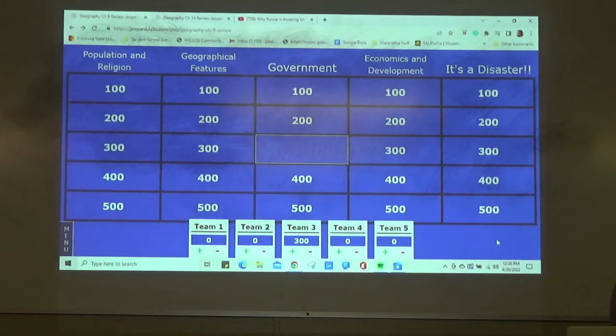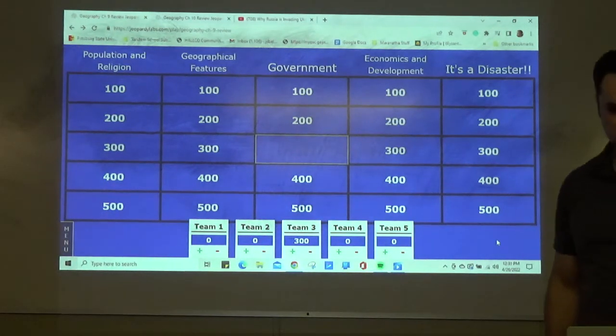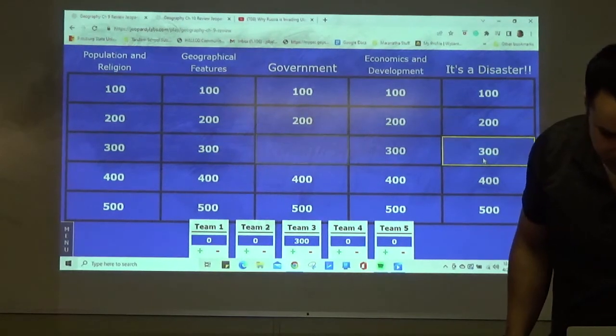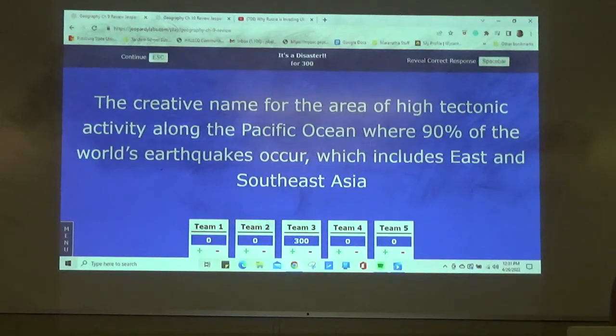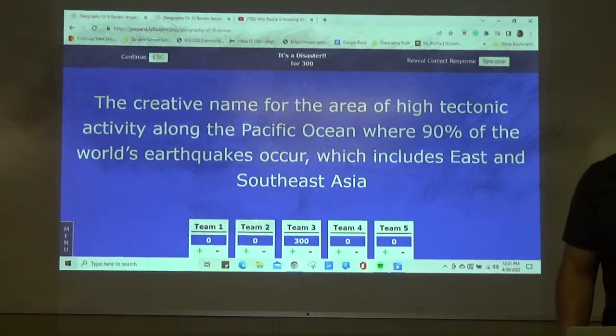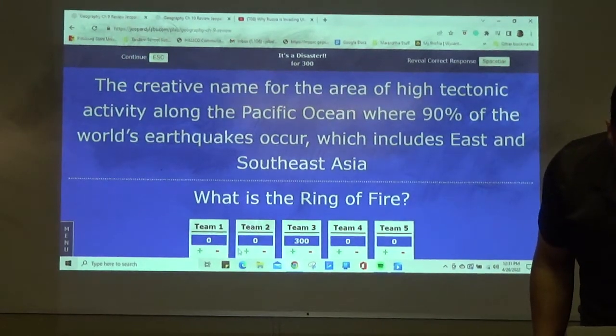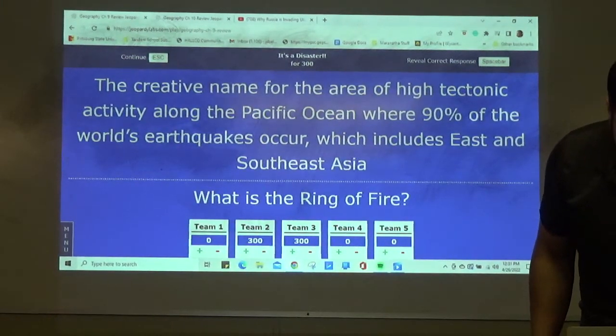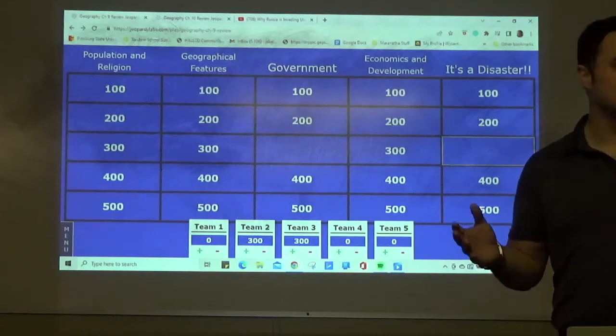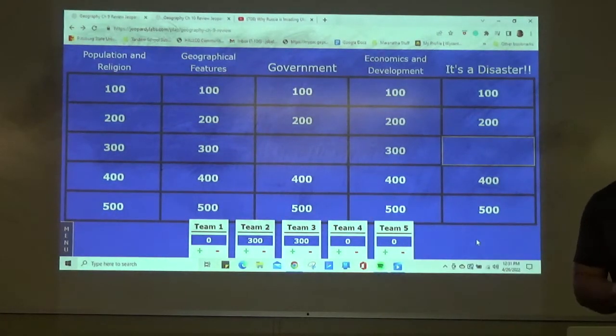It's a disaster, 300. The creative name for the area of high tectonic activity along the Pacific Ocean where 90% of the world's earthquakes occur, which includes East and Southeast Asia? I'm going to give it to them because you raised your hand before the question. So yes, what is the Ring of Fire? Very good, team 2, excuse me. Johnny Cash wrote a song about that, so probably not about that exactly, but yeah. Alright, team 2, here we go.